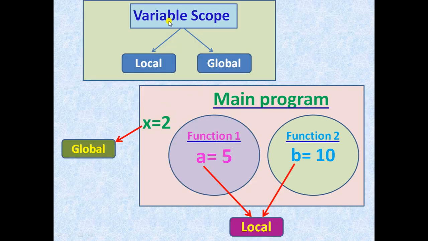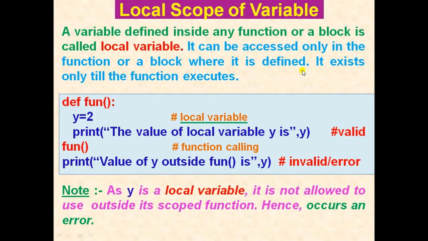Now, variable scope can be categorized into two categories, local and global. Like in the previous example, we can say that x is a global scope variable because x can be used in every part of the main program. It is in the main program as well as in function 1 as well as in function 2. But here a and b are local scope variables, means the scope of a is within function 1 only and the scope of b is within function 2 only. Let's see with an example.